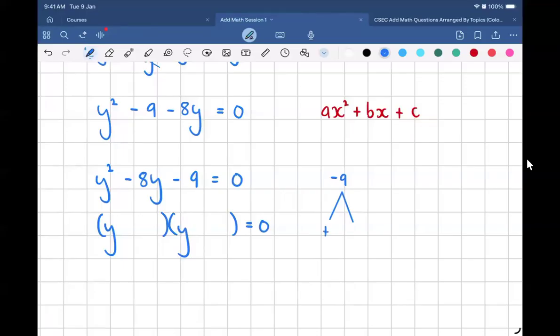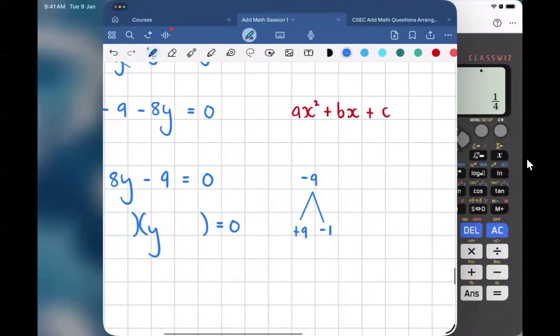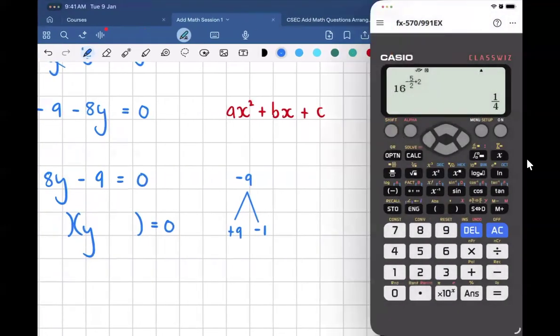+9 and -1. Okay, but if you combine those two terms by adding them, what's +9 plus -1? Would that give you -8? Oh no. Nah, watch. If you have +9 plus -1, you're going to get 8. We want to get -8.